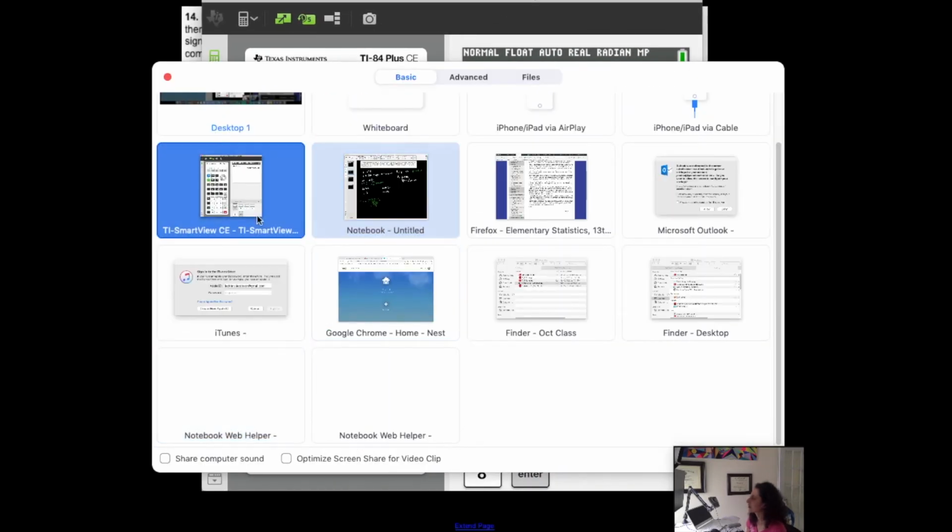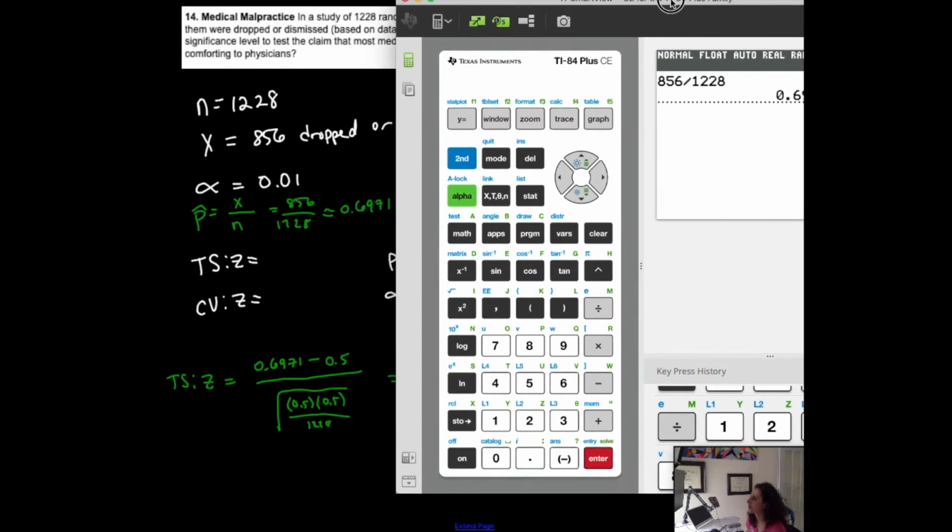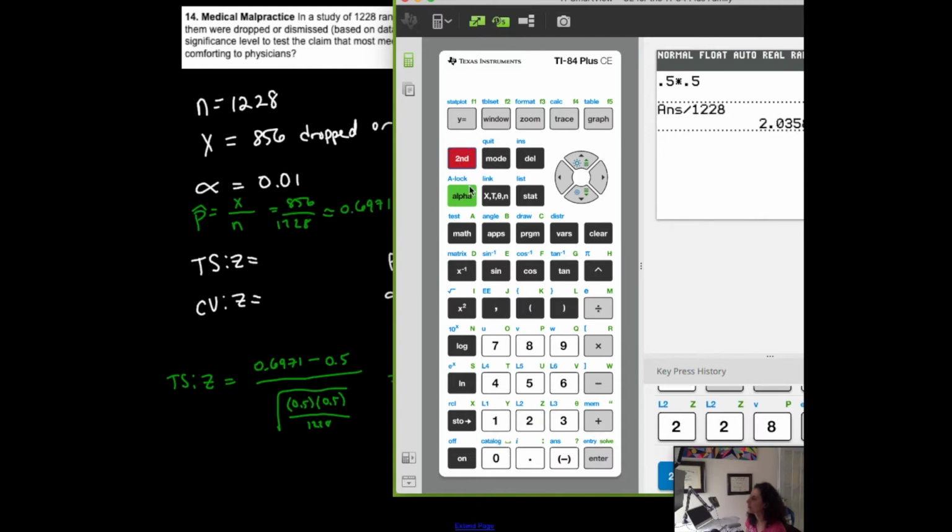Let's plug into my calculator real quick. So this is going through the formula process. So here, I'm going to do the denominator first. 0.5 times 0.5, that value divided by 1228, and then I want the square root of that. And then I'm going to take the numerator, 0.6971 minus 0.5, and I want to divide that by the last result that I have on my calculator, so that's second ANS.